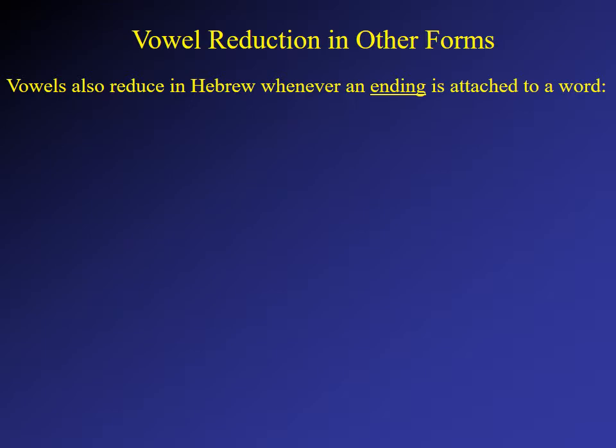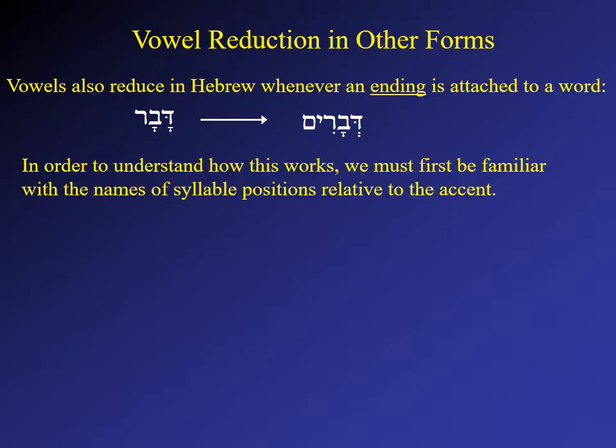There are also other reasons for vowel reduction in Hebrew. One we want to look at right now is the attachment of endings to words. So davar, the plural of davar, davarim. Im is the masculine plural ending for a noun. So davar becomes davarim. So in order to understand the vowel reduction that's taking place here, we need to pause and talk about the names of syllables. You've seen syllable division before.